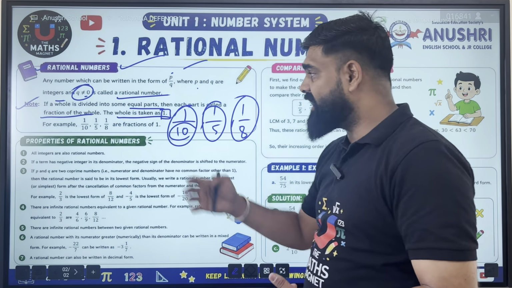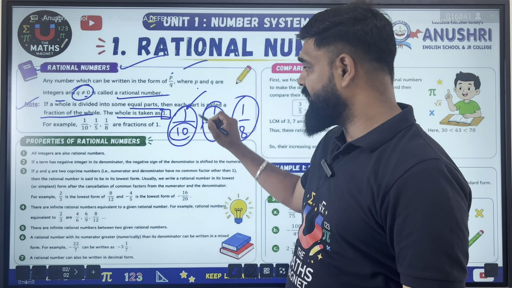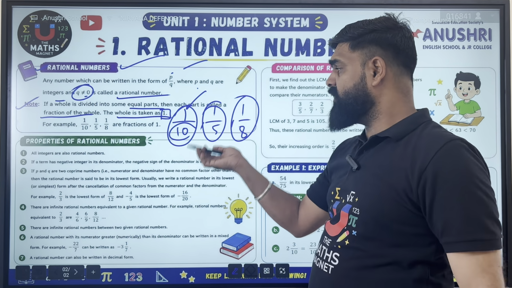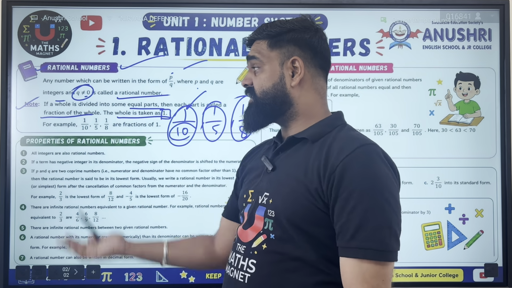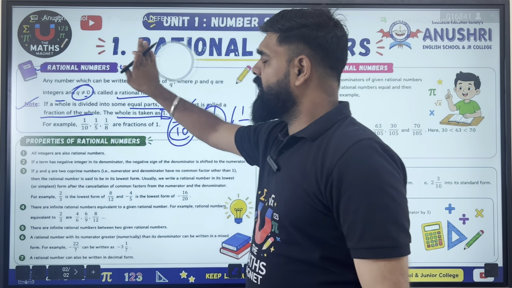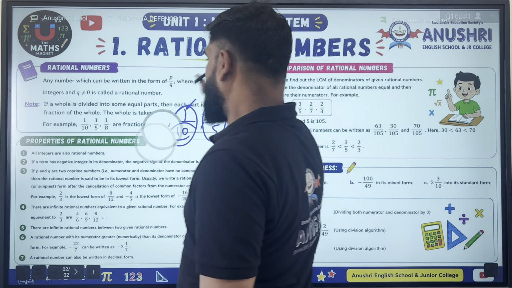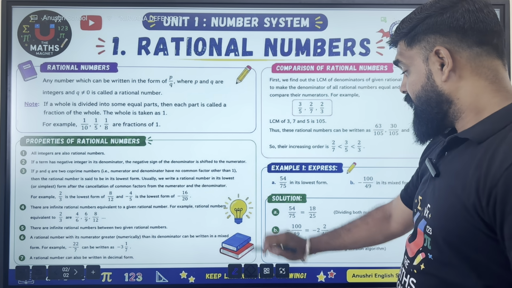We have considered 1 as a whole number, and these numbers, 1 by 2, 1 by 3, 1 by 4, up to 1 by 9, are fractions of the 1. Okay, so we have another important topic, the important properties of the rational numbers.